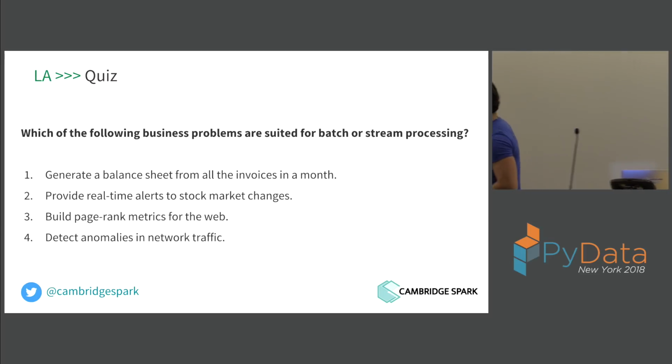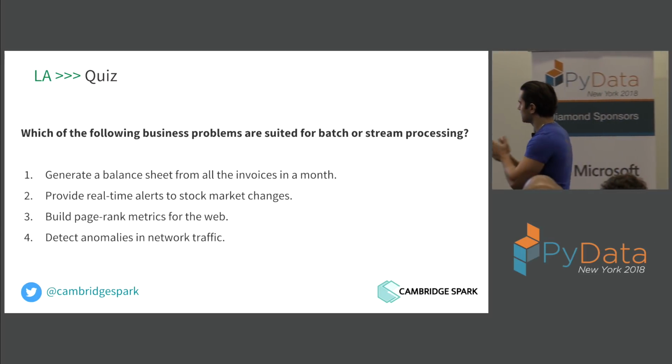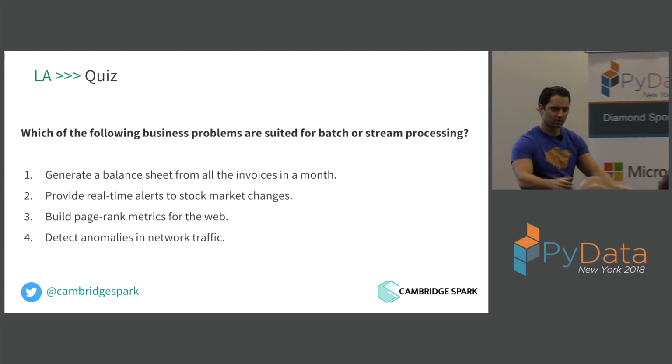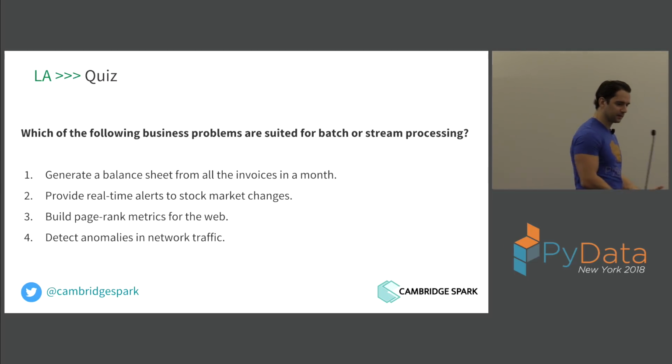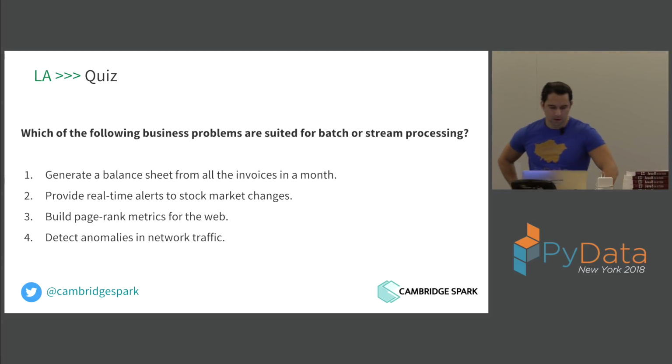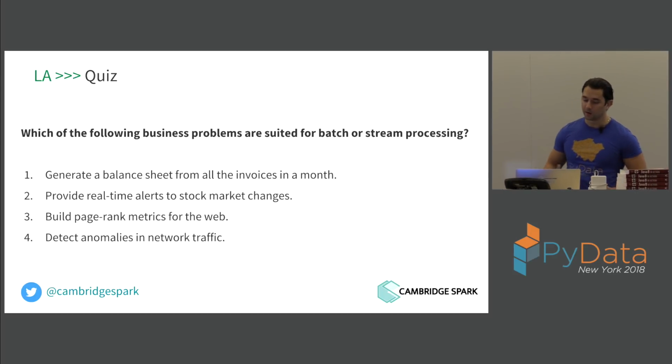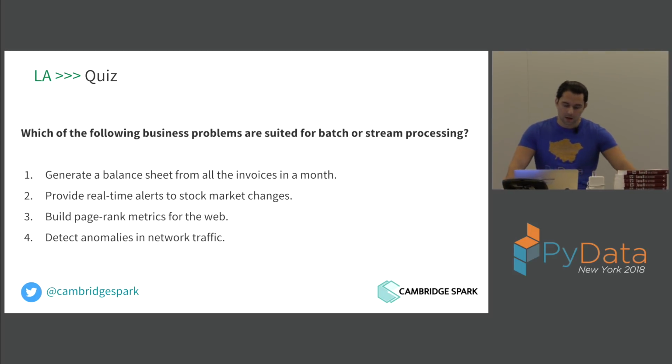So let's see. Generate a balance sheet from all the invoices in a month. Is it batch or is that stream? Batch, right? The data is at rest, and we need to compute a balance sheet based on that. Now, provide real-time alerts to stock market changes. Stream, right? You flag now where it's going to go down, it's going to go up, or whether there's an anomaly, and we should think about some strategy.